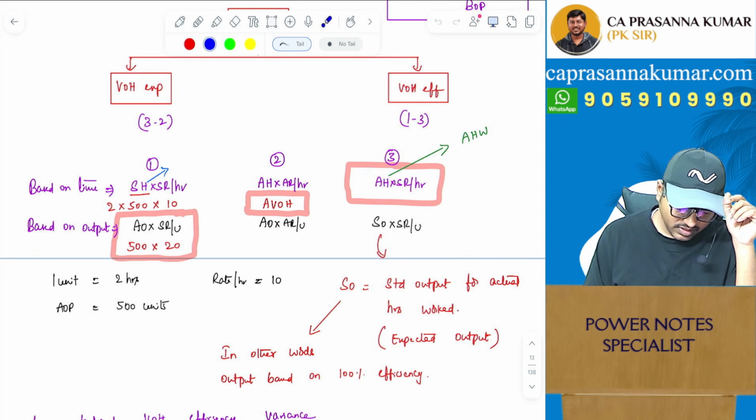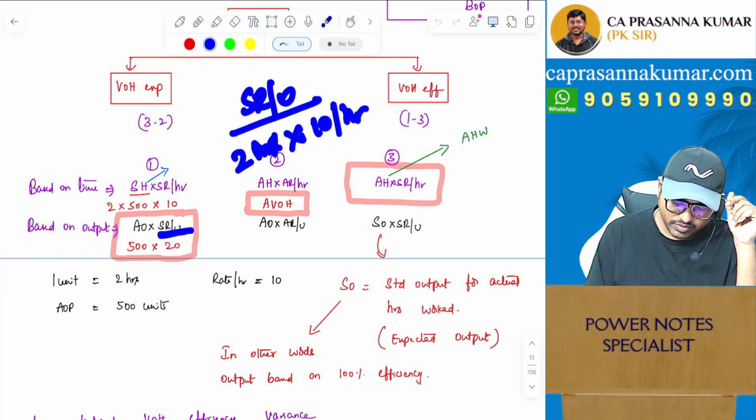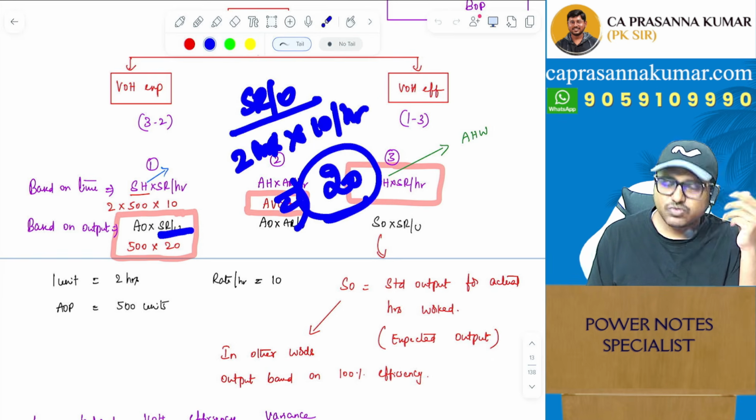Now, when it comes to output, it is AO into SR per unit. AO is nothing but actual output, which is 500. Here also actual output is 500 only. SR per unit means standard rate per unit. If 1 unit takes 2 hours and each hour the rate is 10 rupees, then per unit the cost is 20 only.